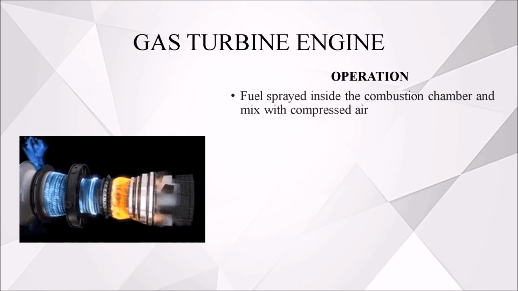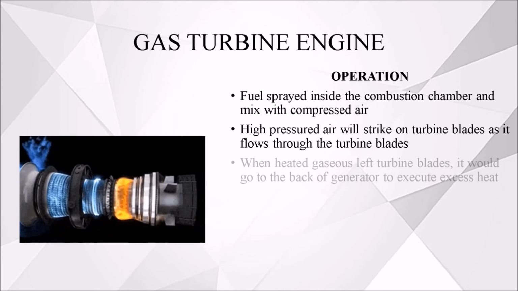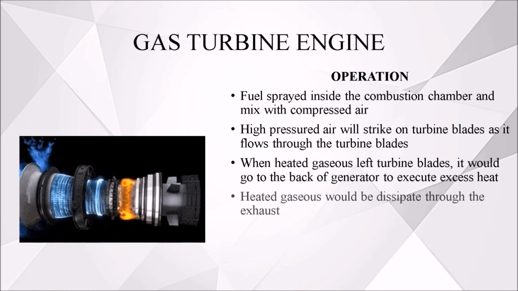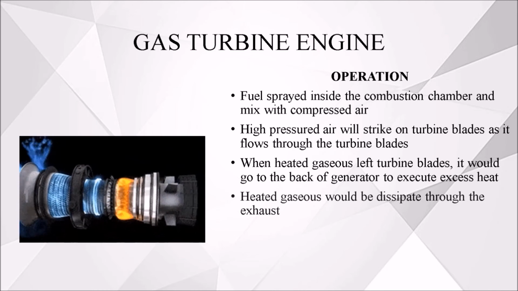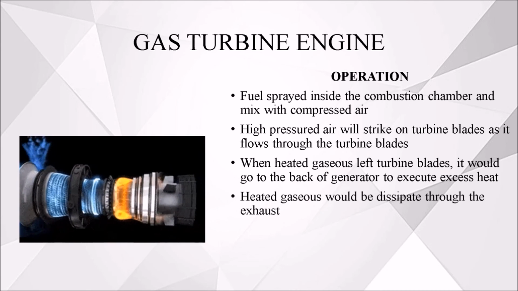Operation: fuel is sprayed inside the combustion chamber and mixes with the compressed air. The high-pressure gas will strike the turbine blades as it flows through them. When the heated gases leave the turbine blades, they go to the back of the generator to extract the excess heat. The heated gases will be dissipated through the exhaust.